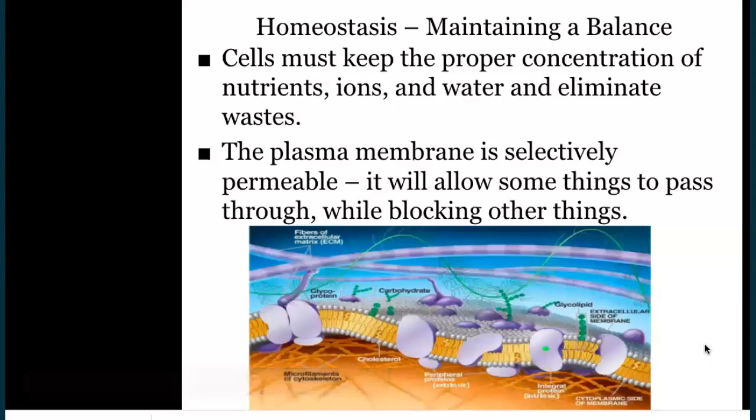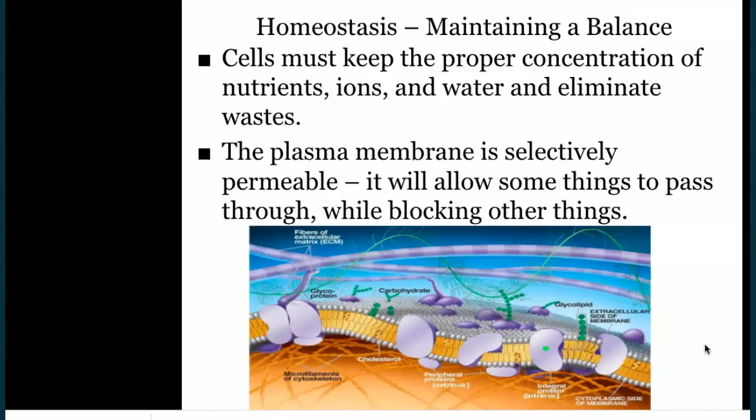Okay, so homeostasis, remember, is just maintaining a balance. So we keep the proper concentration of nutrients. If you need glucose, you need to take it in. Ions like calcium, potassium, sodium, magnesium, water, and then get rid of waste. So as the cells are going through their own metabolism, they're going to create metabolic waste like ammonia that you would need to get rid of. CO2 you need to get rid of.